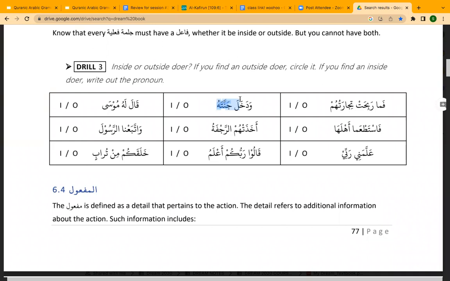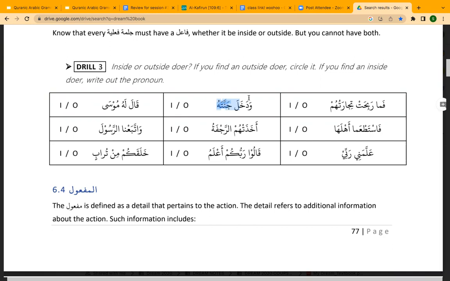It cannot be. But why not? Yes. Jannata is nasb in status. When it is nasb in status, I do not need to worry about anything. I'm just going to stop everything, right? Jannatahu is an idafa. Very well done. But jannatahu, the role of this idafa is that it is a detail, but it cannot be an outside doer because your outside doer has to be what in status? Doers are always raf in status. So this cannot be true.